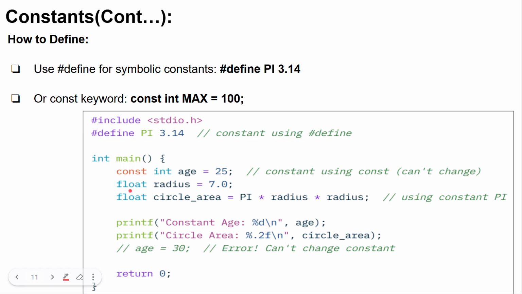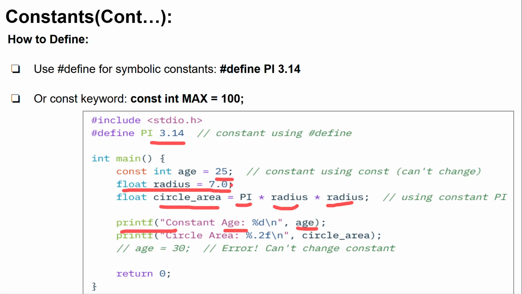Now you can see we declare radius as an identifier of float type, which has a value 7. And I will be using another identifier, circle area, where I will be using PI because I know the PI value is 3.14, and the radius value is 7 and 7. After multiplying, I will get the area of the circle. Now I will be using the printf function. I will be printing age, which is 25 here, which is a constant, and I will be printing circle area, which is obtained from this circle area identifier.